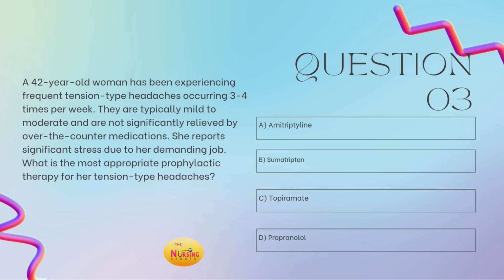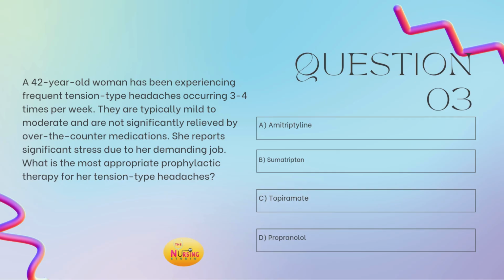All right, so stem of the question here states, what is the most appropriate prophylactic therapy for her tension type headache? So here now we're looking for prophylactic therapy, right? For this tension style headache. And the best answer choice here is A, amitriptyline, aka Elavil. Elavil is often utilized as prophylactic management. It can also be used for prophylactic management for migraines, but it's commonly utilized for prophylactic management for tension type headaches.